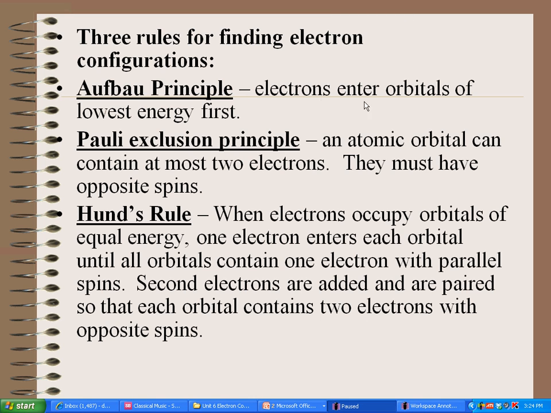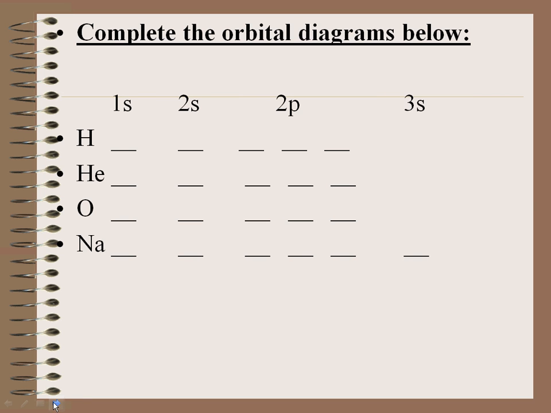All right, we're not at the example, so we're going to summarize. Aufbau: electrons enter orbitals of lower energy first. Pauli exclusion: an atomic orbital can contain at most 2 electrons, and they must have opposite spins. Hund's rule: when electrons occupy orbitals of equal energy, 1 electron enters each orbital until all orbitals contain 1 electron with parallel spins. Second electrons are then added and paired so that each orbital contains 2 electrons with opposite spins. So we'll show you what those mean, because it's not very hard at all.